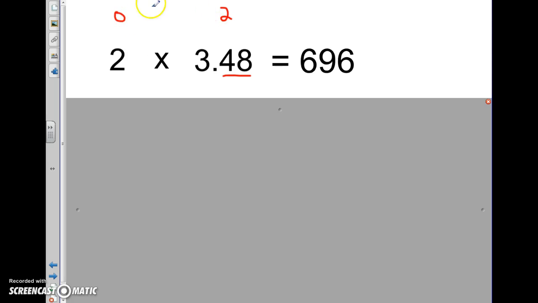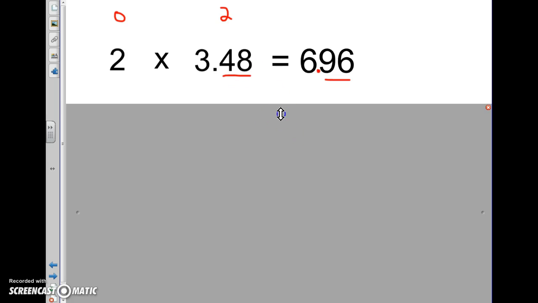So all together here we have 2, so that means there should be 2 digits to the right of the decimal point here. If I start on this side and go 1, 2, right, I put a decimal point right here, there are now 2 digits to the right of the decimal point for the product as well. So that means that 2 times 3 and 48 hundredths is equal to 6 and 96 hundredths. Let's look at the next one.